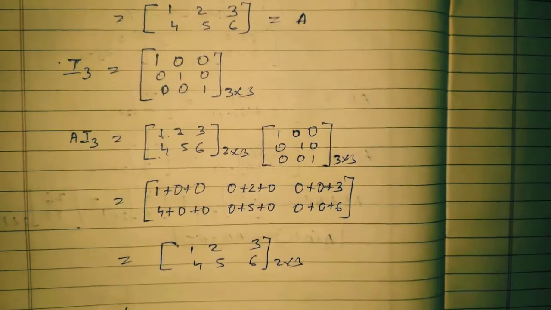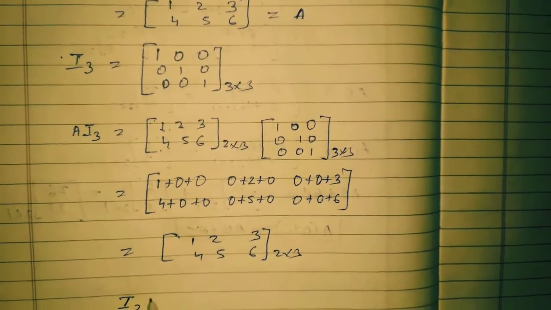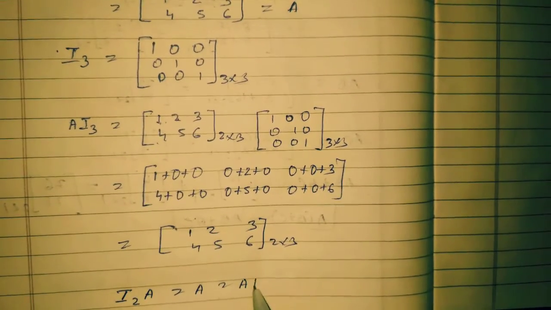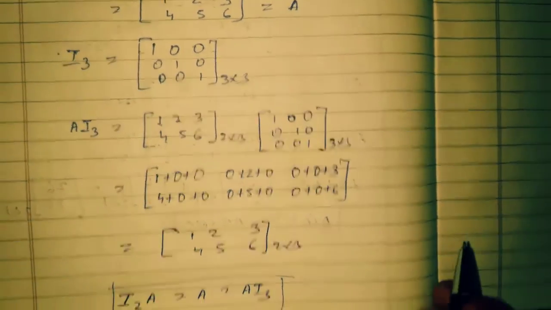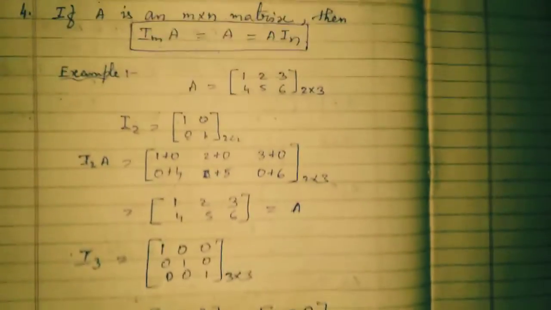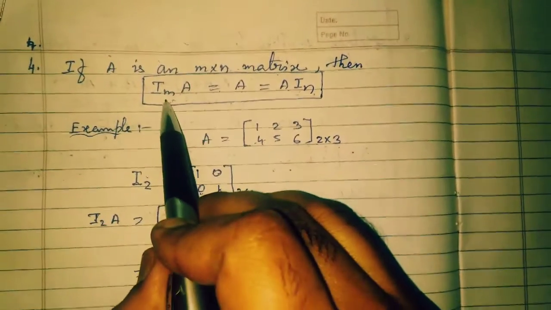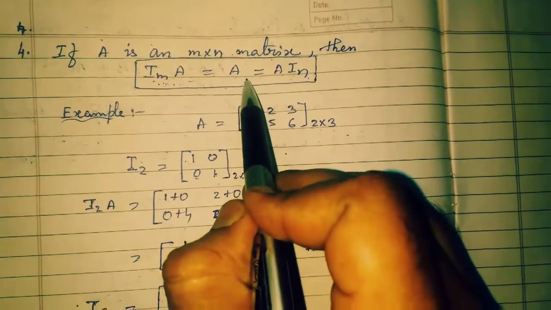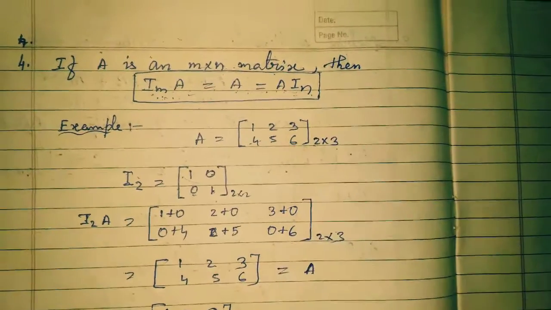That means finally we'll get I2 into A is equal to A into I3, which is given over here as the fourth property. The fourth property is given to prove only this. When A is an M into N order matrix, then the unit matrix of order M times A is equal to A, and that is also equal to A times the unit matrix of order N.